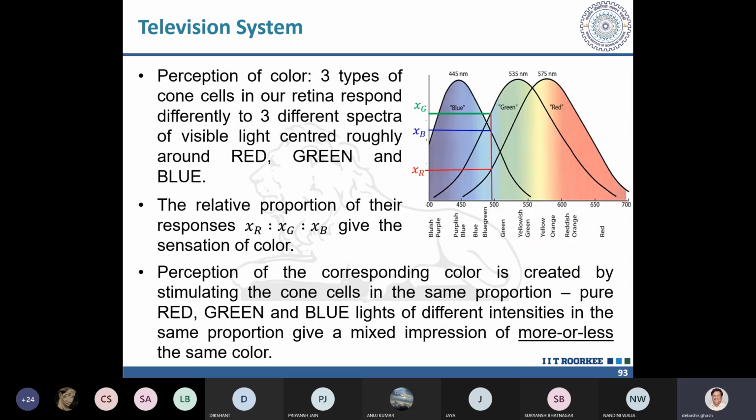Now coming to the color TV, you know that we mostly have color TV. So basically, the idea is how the color is produced. This color actually cannot be generated directly, because defined colors mean different frequencies, different wavelengths.